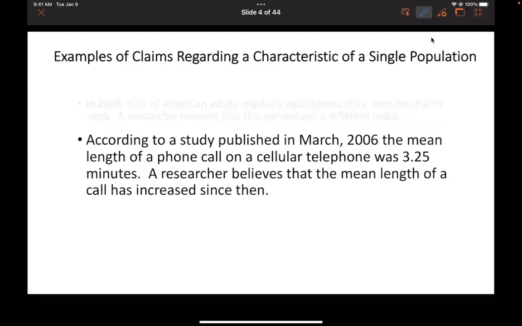Here's another one. According to a study published in March 2006, the mean length of a phone call on a cellular telephone was 3.25 minutes. A researcher believes the mean length of a call has increased since then. The first one said that they think it's different. They didn't say greater or less than. This one, the researcher believes that the calls are longer now. So previously they had data that showed it was 3.25 minutes. Now they're going to collect data to try to show that it has increased since then.